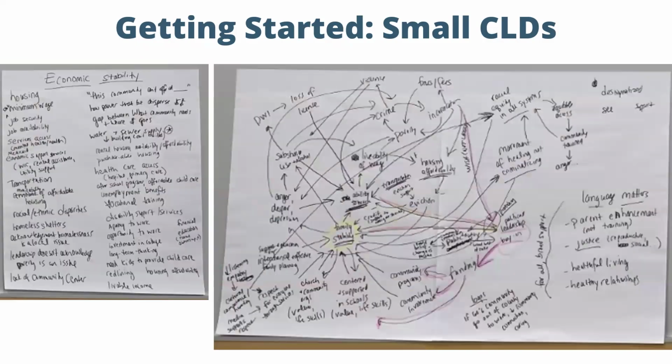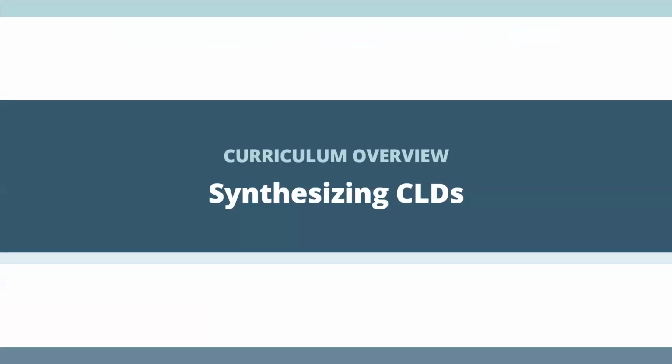And then here's another one around economic stability. So as you can see, it can really vary what they end up focusing on, even around this theme of family stability. So then once they have those small CLDs, that's where we end in workshop 1.